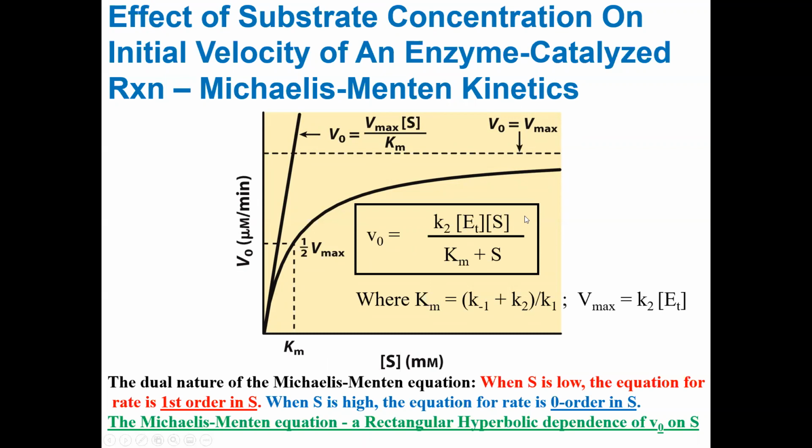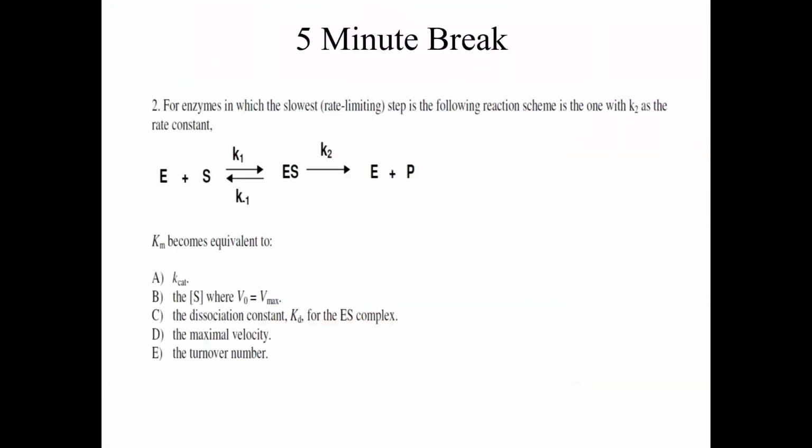Pretty cool stuff. Very, very cool. Very easy to confuse. I used to give a break on this, but I will not in this case, but just solve this for you. For enzymes in which the rate limiting step in the following reaction scheme is the one with K2 as the rate constant. So again, just like the scenario we discussed, same equation, Km becomes equivalent to what? And they give you choices.